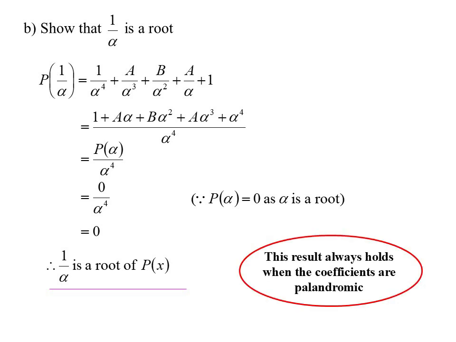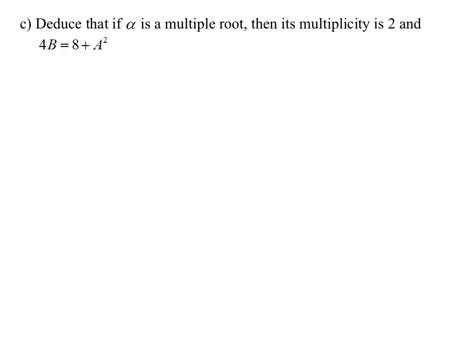Actually, that pattern will always be true when the coefficients are palindromic. If alpha is a root, 1 on alpha will be a root as well. And that's basically what we just proved. We're now going to deduce this. If alpha is a multiple root, and that multiplicity has to be 2, and then we're going to show that 4b is equal to 8 plus a squared.